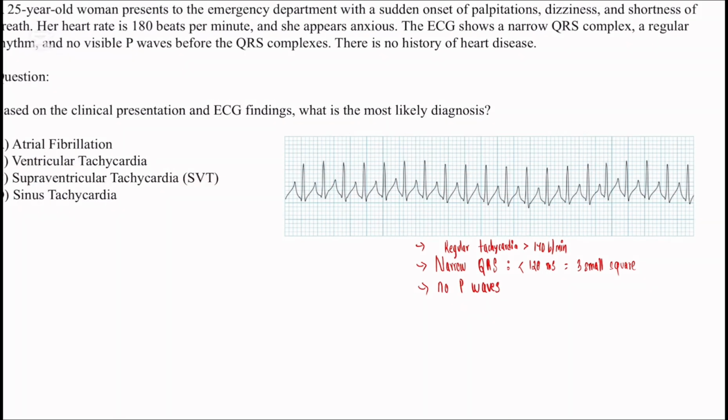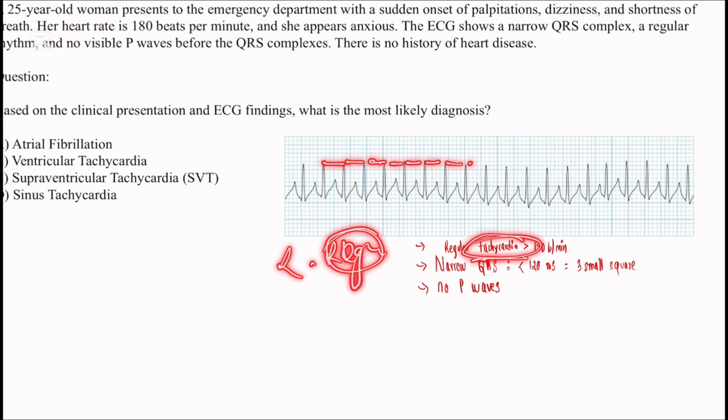Now let's discuss why this answer is supraventricular tachycardia. We can see there is a presence of regular tachycardia, narrow QRS complex, and no P wave in the ECG. Now let's see regular tachycardia. Regular tachycardia means the distance between RR waves is the same, so the rhythm is called regular.